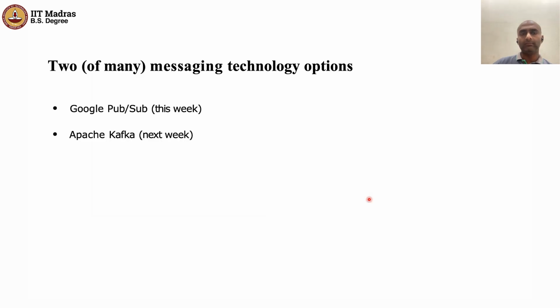Alright, so there are two of many messaging technology options. The first that we will take a look at is Google PubSub, which is part of the Google Cloud. PubSub is actually the name. Pub stands for publish, sub stands for subscribe, and we'll talk about that in a minute. And then the second one, which is the most popular open source technology in this space, is Apache Kafka.